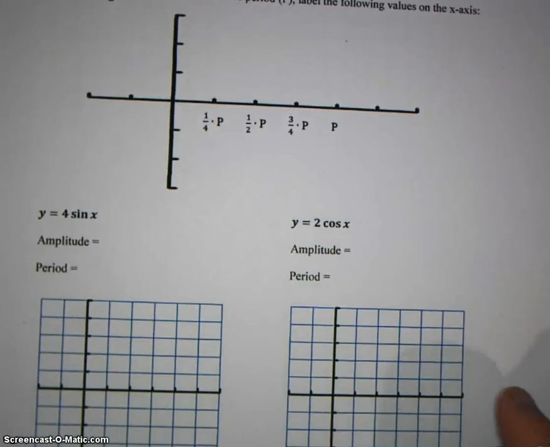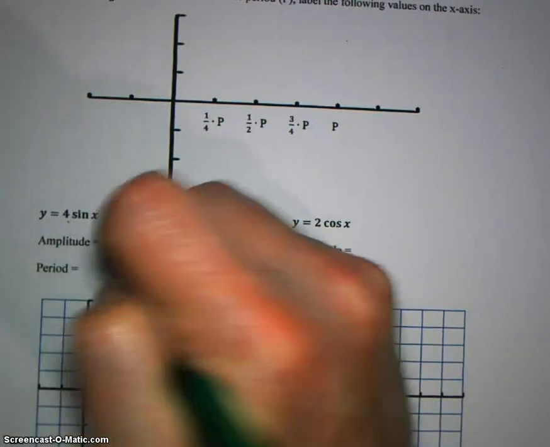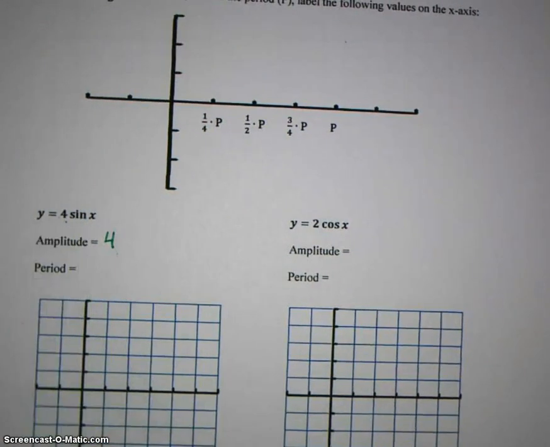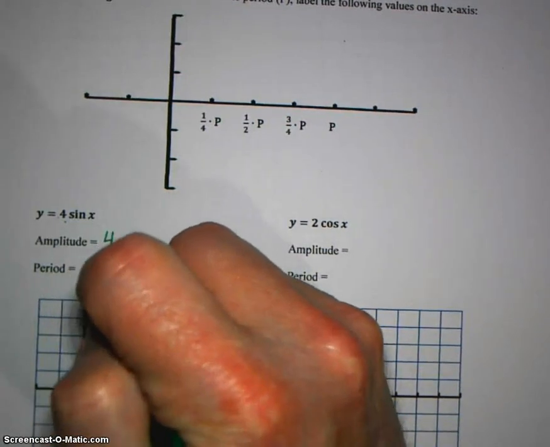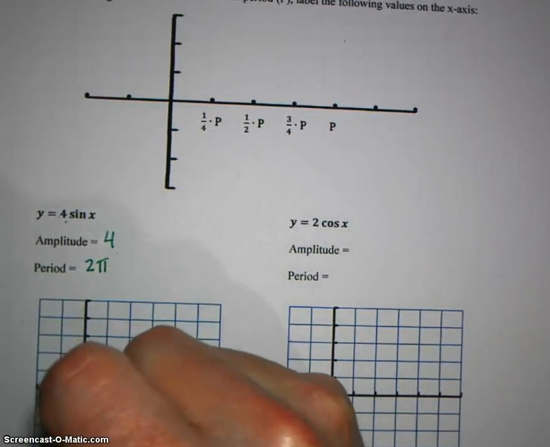We have y equals 4 sine x. Our amplitude is that number out front, so our amplitude is 4. If this were negative 4, our amplitude would still be 4. Amplitude is always a positive number. Since there's no number here, our period is just 2 pi.